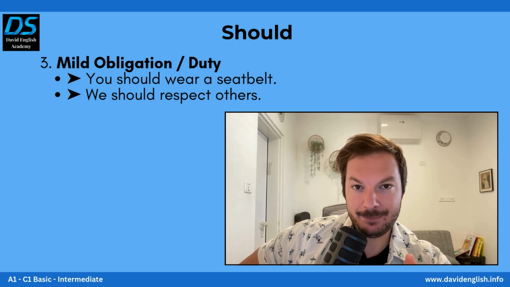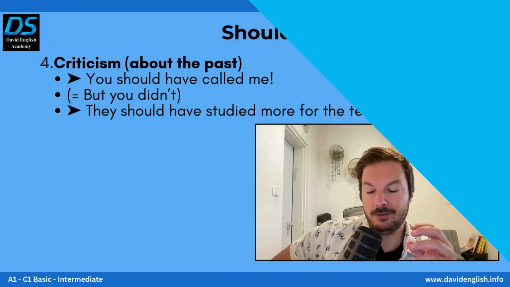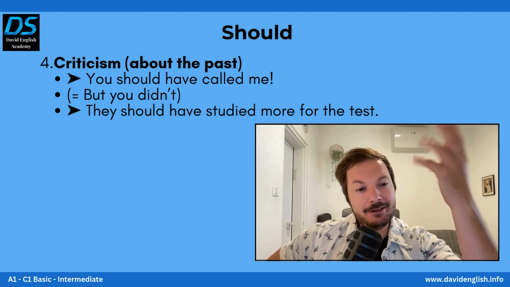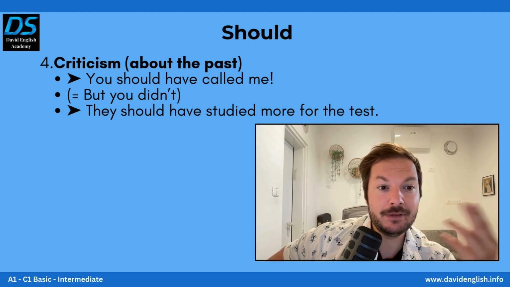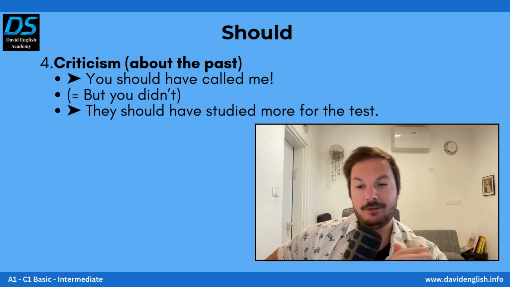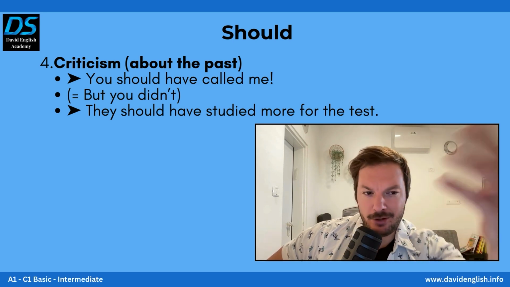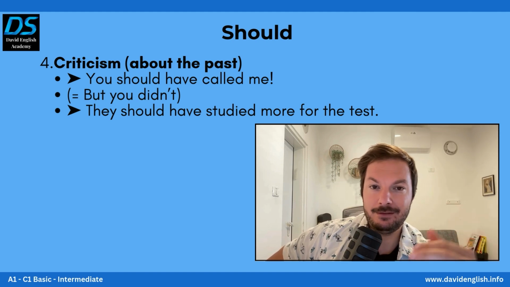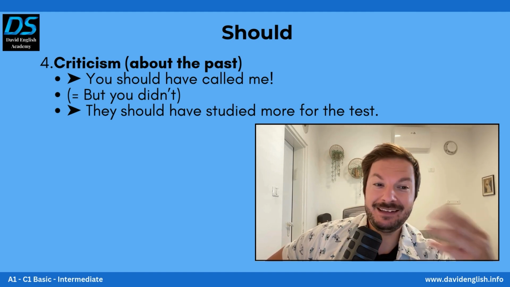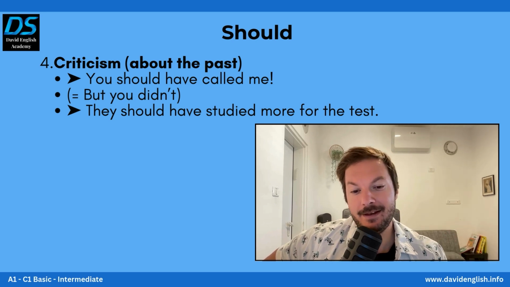Use number 3, it's mild obligation, like a duty. "You should wear a seatbelt." "We should respect others." And use number 4, it's about criticism about the past. Maybe you regret something and you want to criticize yourself or someone. "You should have called me," but you didn't. "They should have studied more for the test," but they didn't. And that's why they failed.